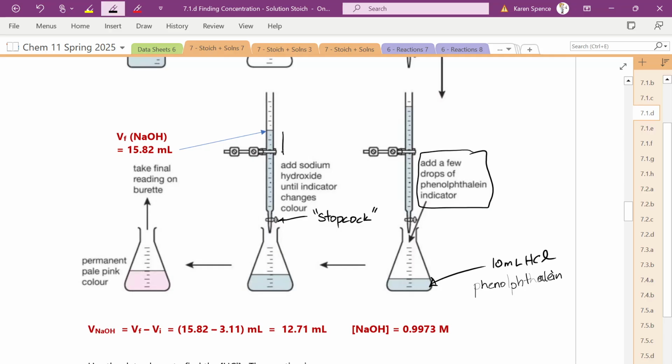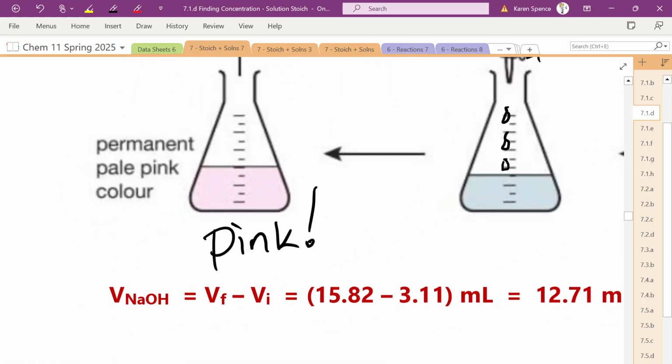So we start dripping in our NaOH. Drip in the NaOH. And you'll see right now that this is colorless. And it remains colorless until all of a sudden it turns pink. When it turns pink, we have reached the end point.